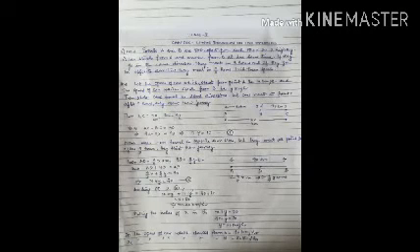Dear students, this is the second question from the chapter linear equation in two variable, which I want to discuss with you. Points A and B are 90 km apart from each other on a highway, and a car starts from A and another car from B at the same time. If they go in the same direction, they meet in 9 hours, and if they go in opposite directions, they meet in 9 upon 7 hours. Find their speeds. So here there are two situations.